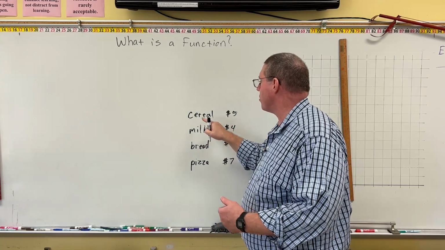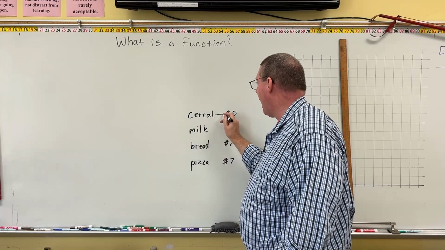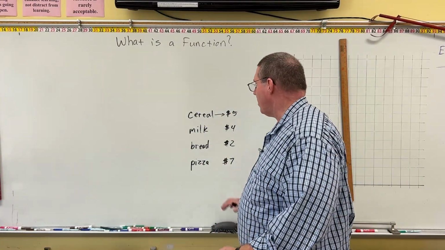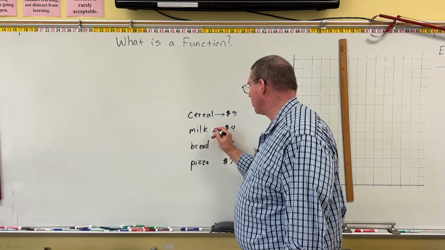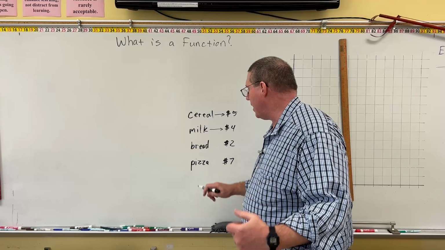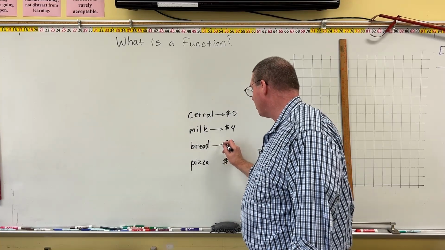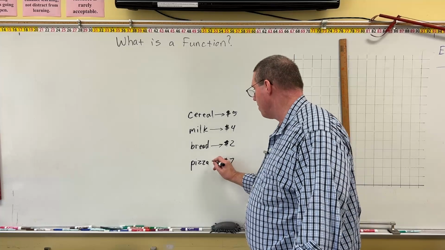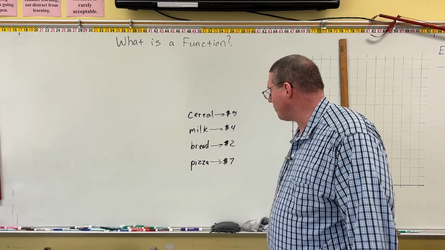So when they put cereal into the computer, out comes a charge of $5. When they put the milk into the register, into the computer, out comes a charge of $4. When they put the bread into the computer, out comes a charge of $2. And when they put the pizza into the register, out comes a charge of $7.